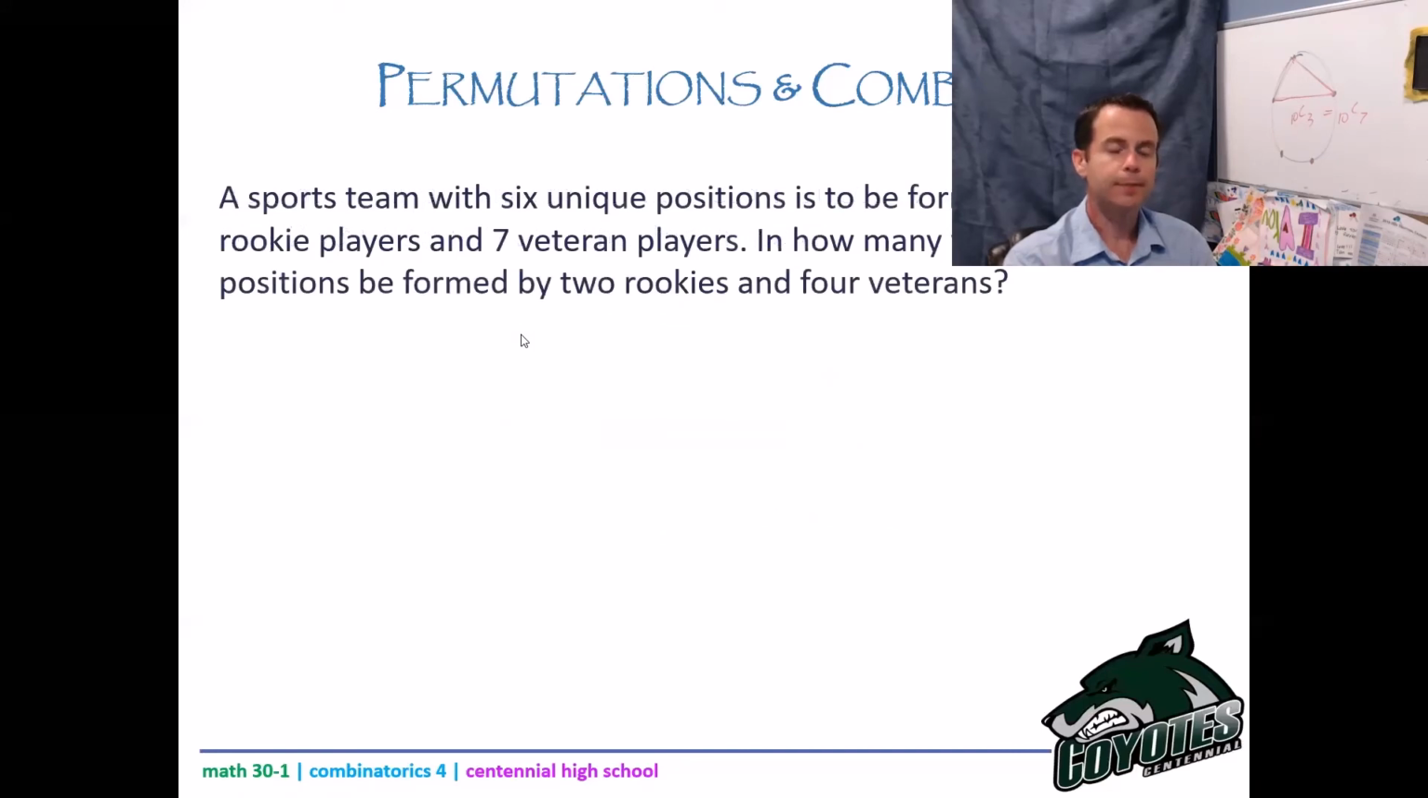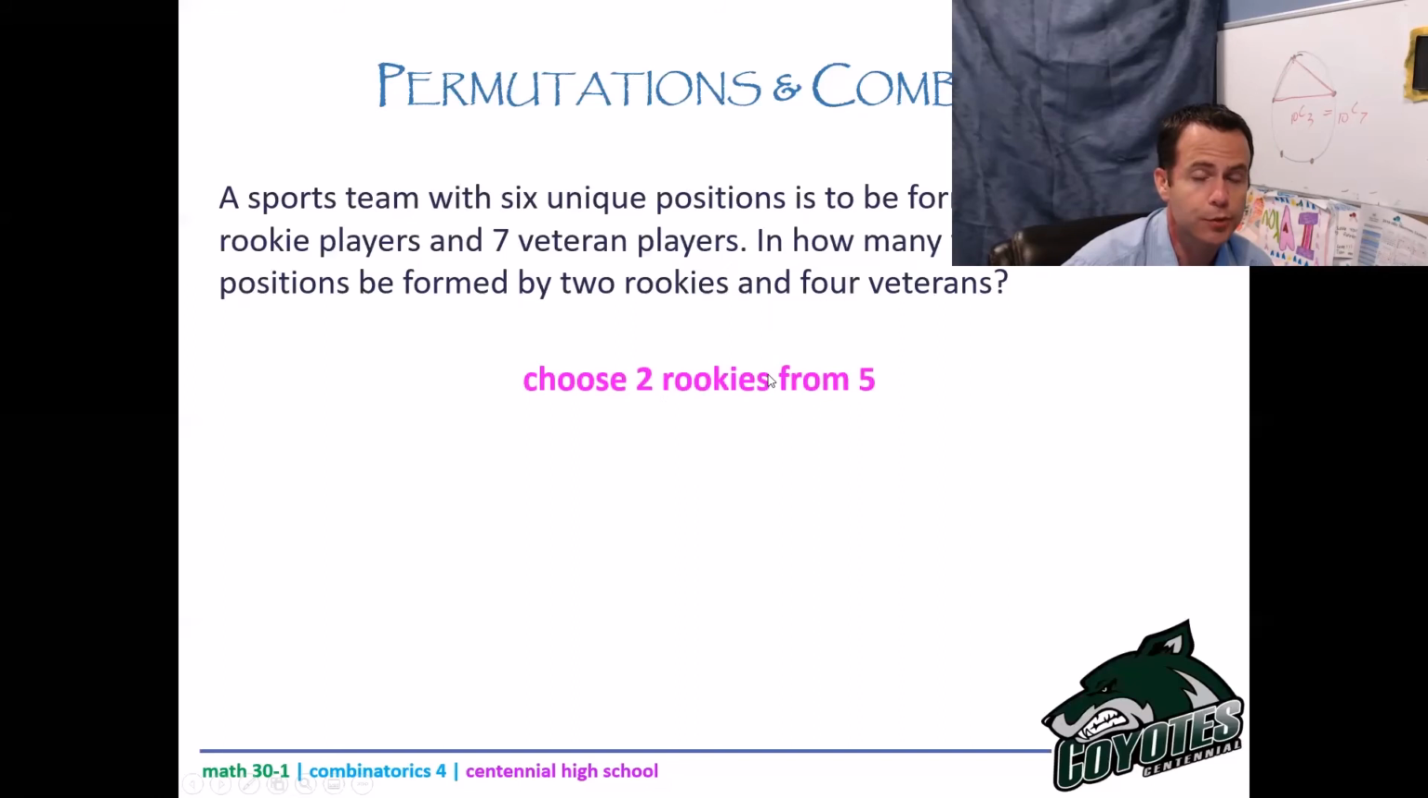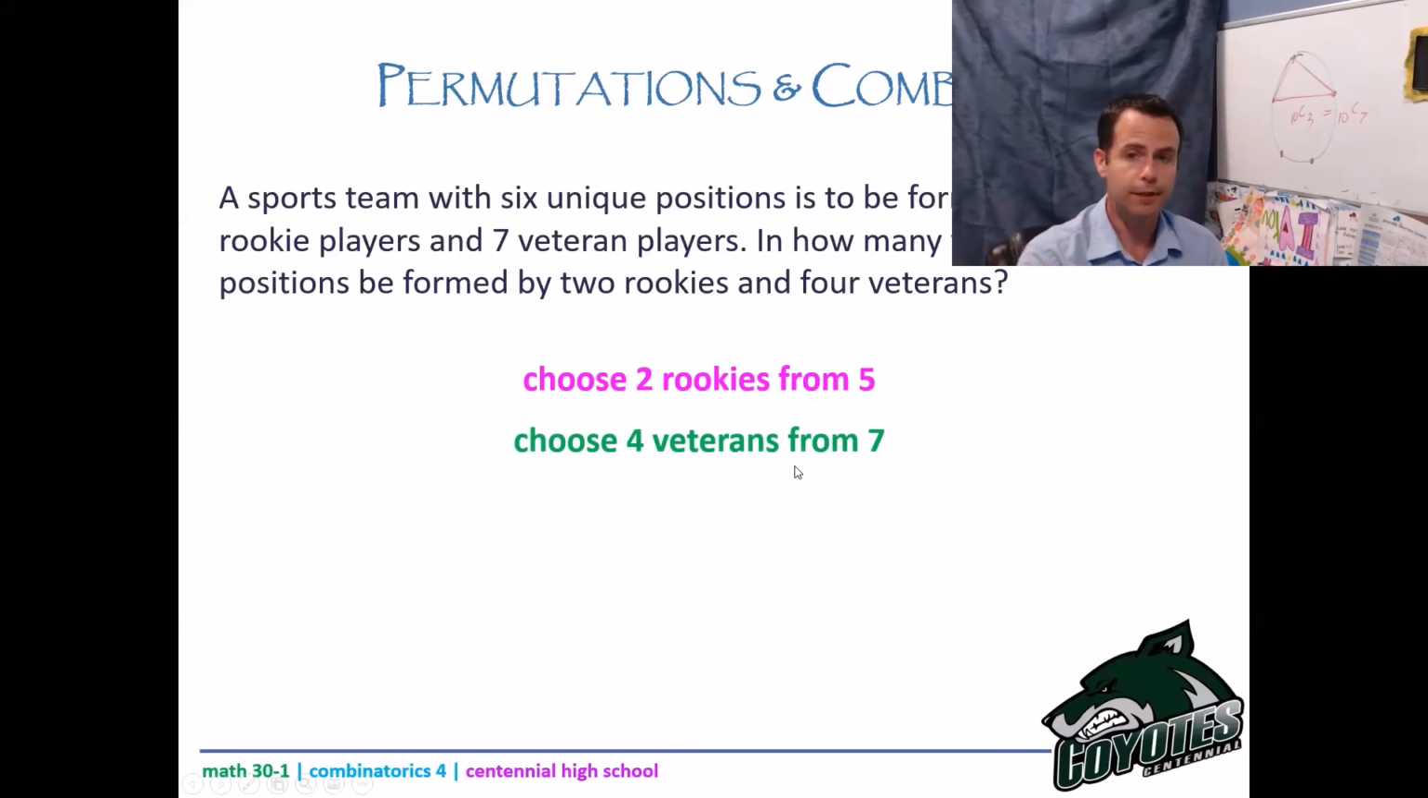Okay, a sports team with six unique positions is to be formed from five rookie players and seven veteran players. In how many ways can these positions be formed by two rookies and four veterans? So I only want two rookies, but I have five to choose from, so I'm choosing two from five. I only want four veterans, but I have seven to choose from, so I'm choosing four from seven.